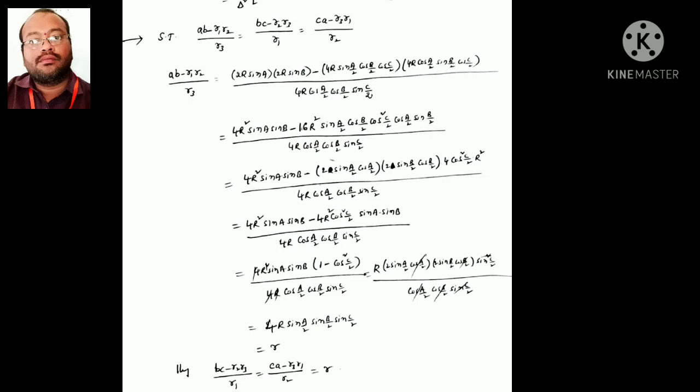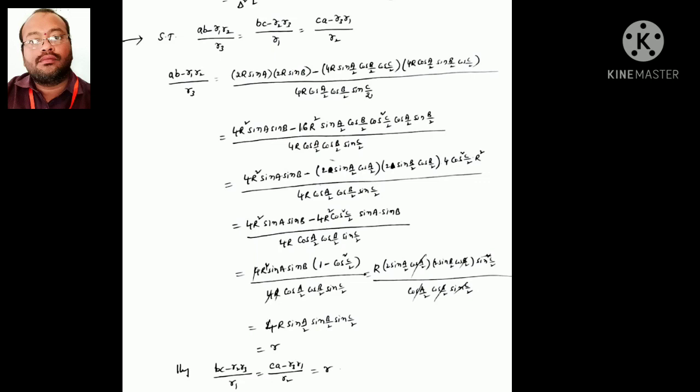By simplifying that, 2r into 2r will be 4r square sin a sin b minus 16r square into sin a by 2 cos b by 2 cos square c by 2 cos a by 2 and sin b by 2, and in the denominator r3 will be in the third position sine remaining cosines. So we can get 4r square sin a sin b, and remaining, we are dividing 16r square as 2r into sin a by 2 cos a by 2, 2r into sin b by 2 cos b by 2, and remaining as 4 cos square c by 2.